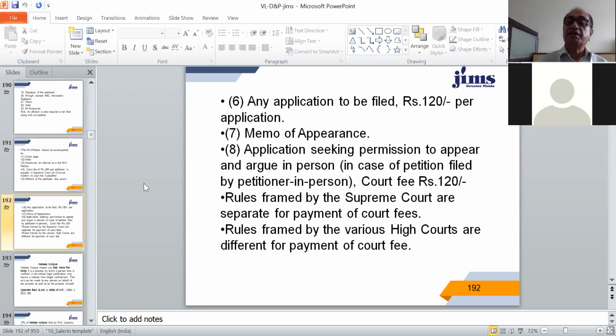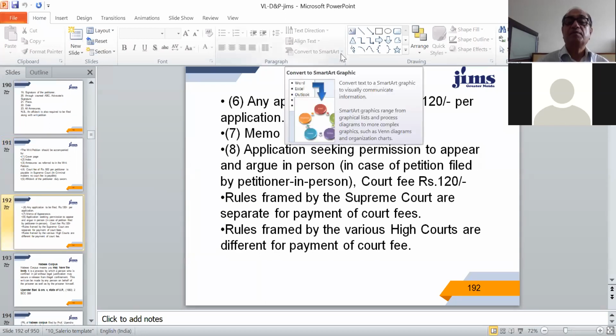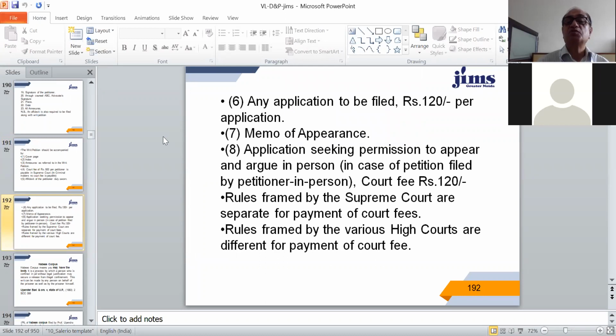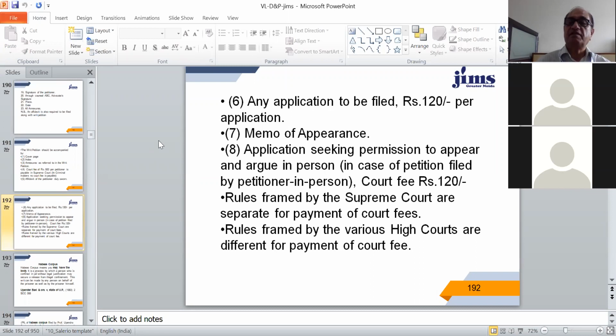And if you have any interim application, if you have moved an interim application for stay order, then for any application to be filed, rupees 120 court fee per application is to be paid. Then memo of appearance. If the accused is in jail and writ is to be filed before the High Court or Supreme Court, then memo of appearance is to be filed. If the client is outside the jail or it is a civil matter, then wakalatnama or special power of attorney is to be filed in favor of an advocate.